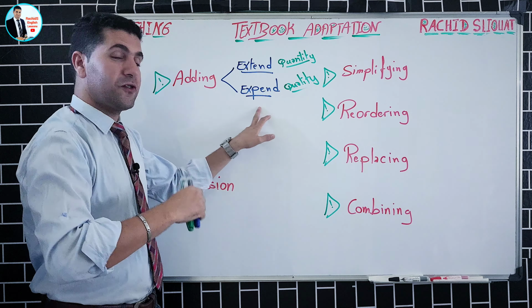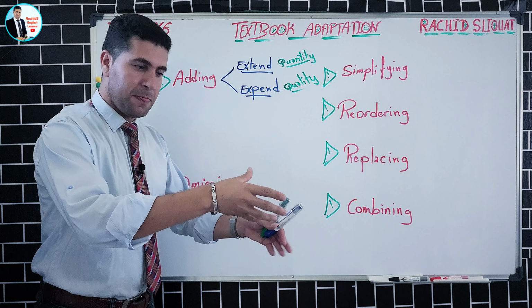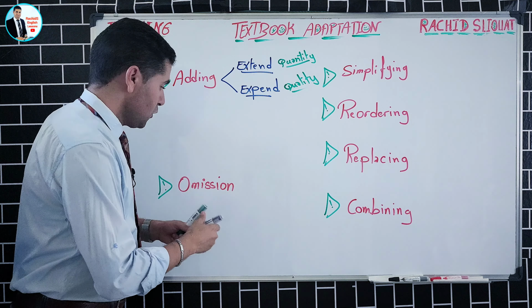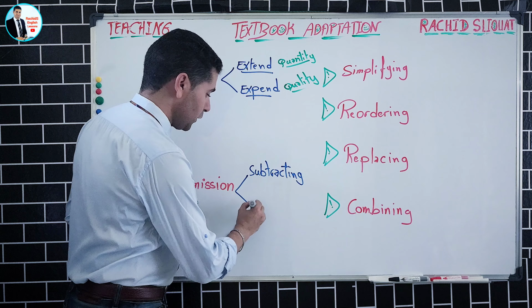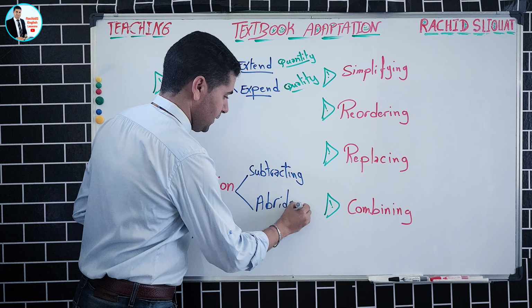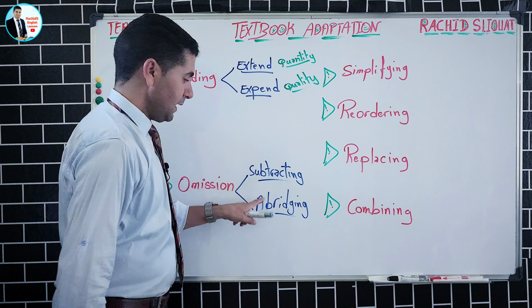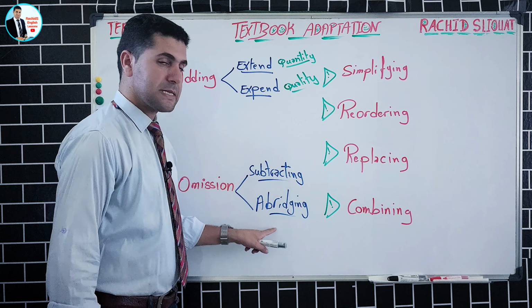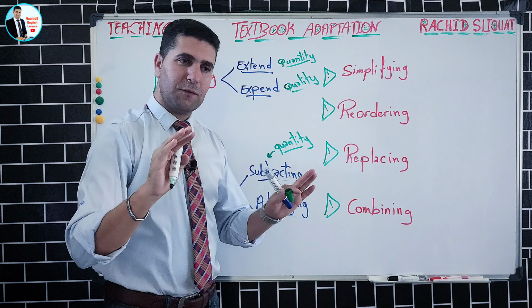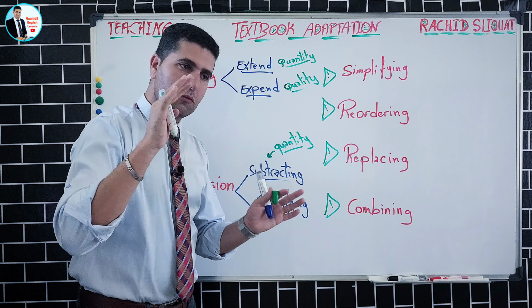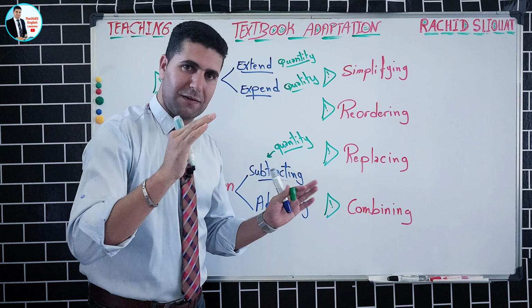Number two is omission. Omission is when you remove something from the textbook. And here we have two types. We have subtracting, and we have another one which is abridging. So we have subtracting and abridging. When we talk about subtracting, it has to do with the quantity. It's the same as extending. So when you have, for example, a textbook that has several activities that are the same.